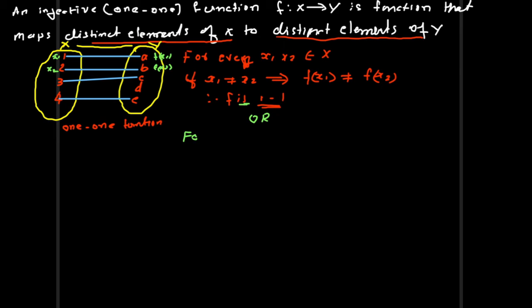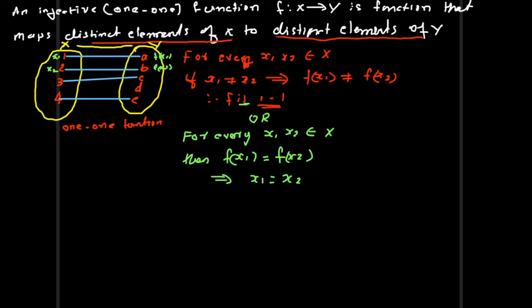Or we can write another method, another way to show this. For every x1, x2 belonging to X, that means belonging to the domain, if f of x1 equals f of x2, this implies x1 equals x2. Therefore f is 1-1.